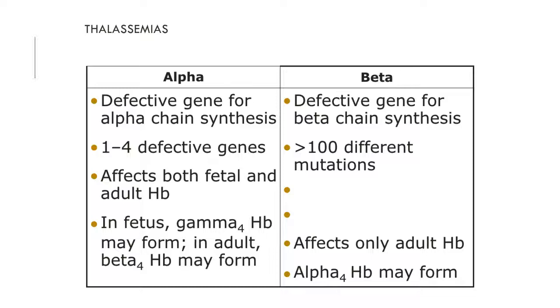fetal form. In the fetus, the gamma may form. In the adult, the beta hemoglobin may form as well. And in the beta form, we have a defective gene for beta chain synthesis. There's more than 100 different mutations that can cause this, and it affects only adult hemoglobin. Alpha 4 hemoglobin may form with it.